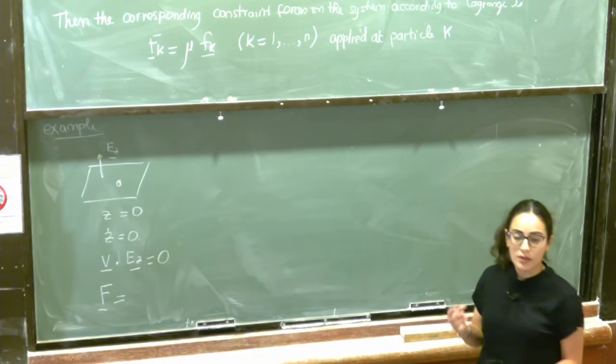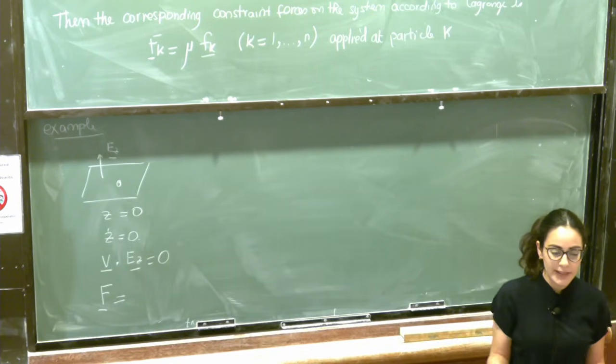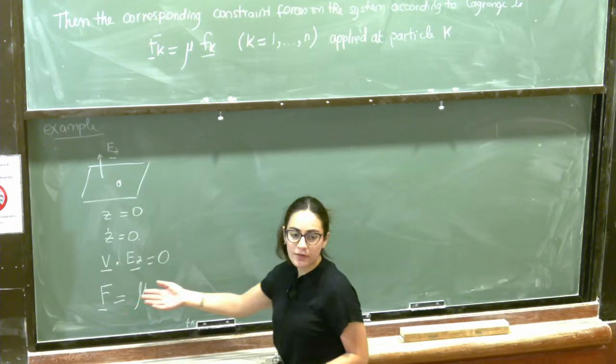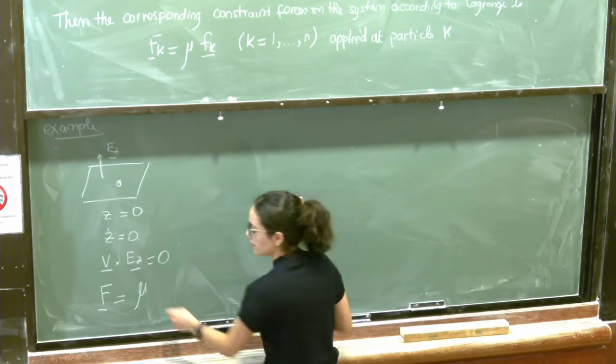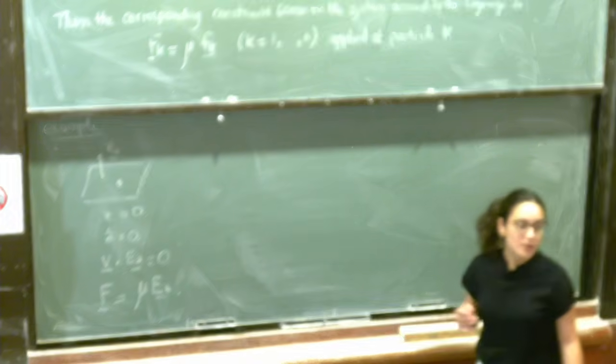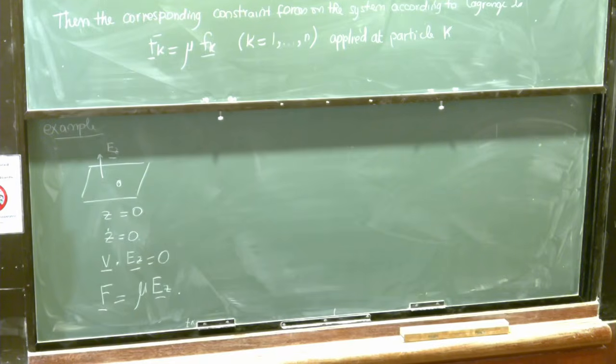According to Lagrange, the constraint force acting on the particle is some scalar mu along which vector? Ez. Great. Does this match with what we've learned from this course so far?